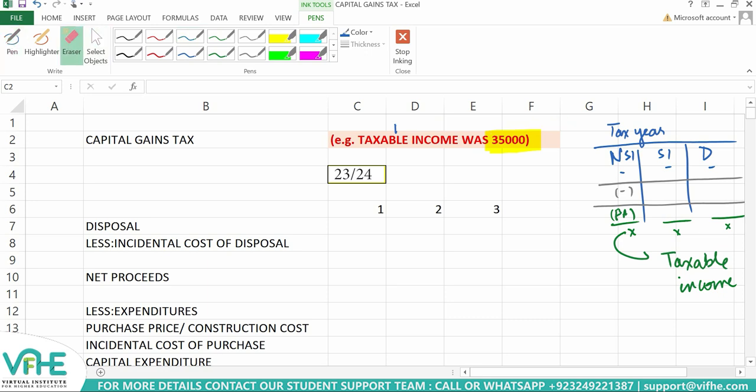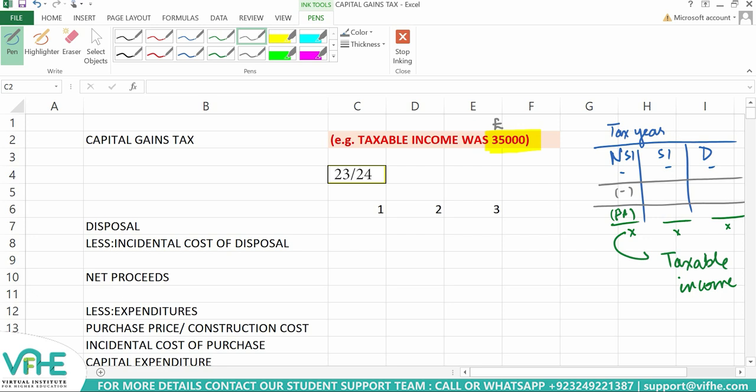I mean, if we consider the taxable income of non-savings, savings and dividend, that is £35,000. This person is a basic rate taxpayer as far as his taxable income is concerned. And in fact, I can also say that this person has not used his basic rate band completely. A little proportion of the basic rate band is still left.